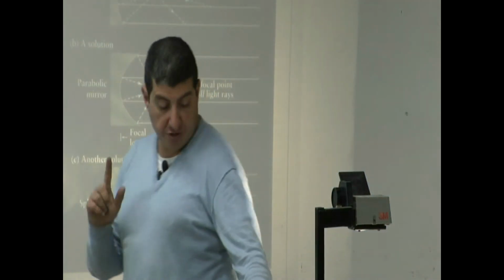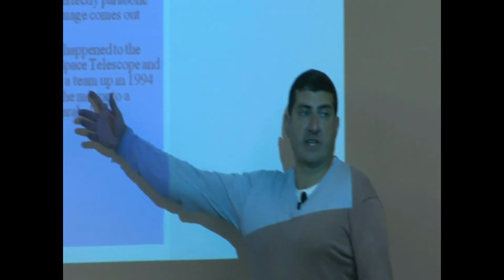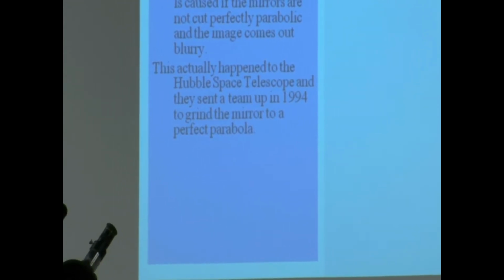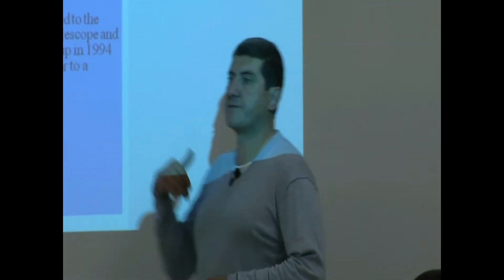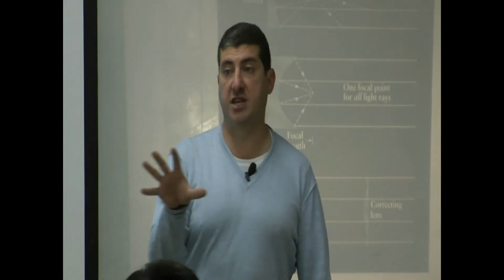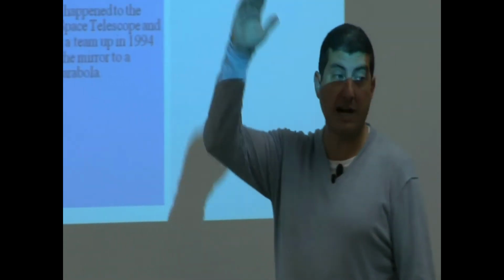Okay? The interesting thing is this actually happened historically. The Hubble Space Telescope was sent in the early 1990s, around 1993, 94. And the first sets of images that it was sending to us were not as clear as they should have been. So they actually sent the whole team up, and then they ground it in outer space. They ground it parabolic. They made sure it was a parabola.